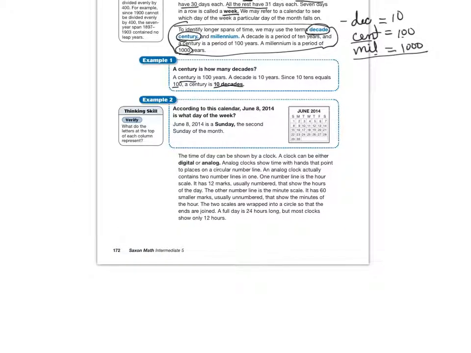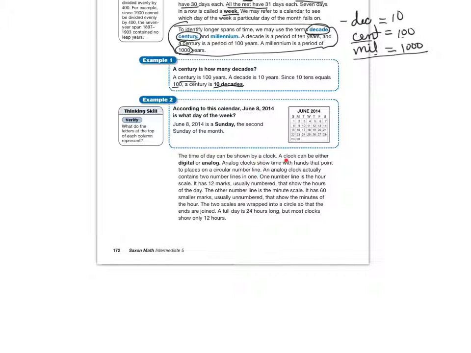This is some review skills for a calendar. It says right here, verify what you know in each. What do these letters represent on the top? You've got Sunday, Monday, Tuesday, Wednesday, Thursday, Friday, Saturday. Hopefully you knew that.